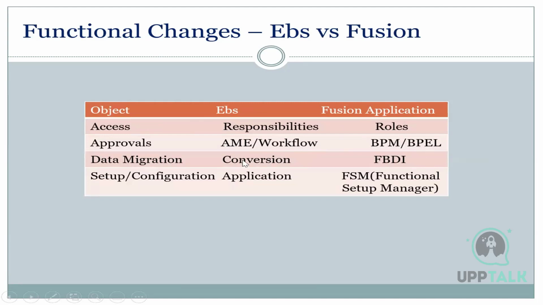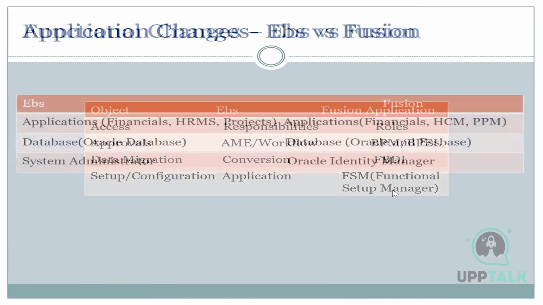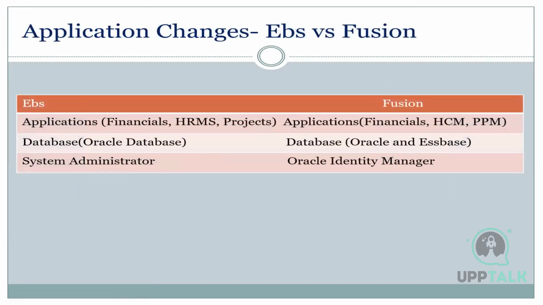Data migration means migrating data from a legacy system to Oracle application-based tables. So in Fusion applications, we have file-based data loaders. In objects, we have setup and configuration. In EBS, we have Application, and in Fusion application, we have Functional Setup Manager. Okay.